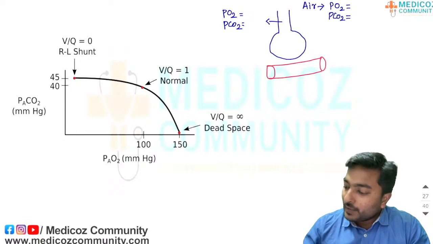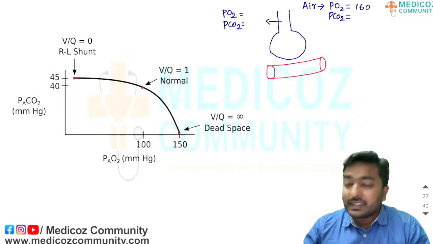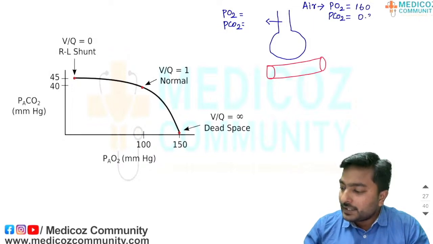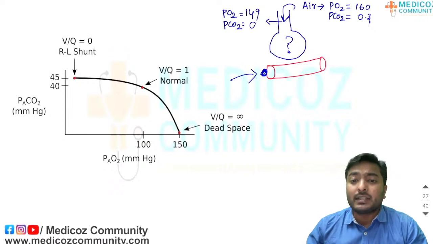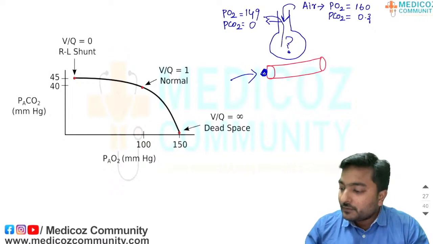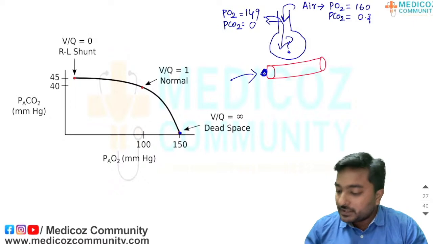The PO2 value in the atmospheric air is around 160 millimeter of mercury and CO2 is 0.3 millimeter of mercury. When we inspire, due to the humidification, the PO2 will decrease to 149 and PCO2 is approximately 0. Now tell me, in pulmonary embolism, there is no blood flow. What will happen to the PO2 value in the alveolus? It is nothing but the same as our inspired air. So the PO2 value is around 149 and PCO2 value will be 0 at this point.